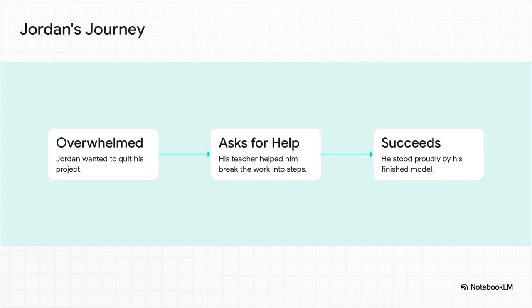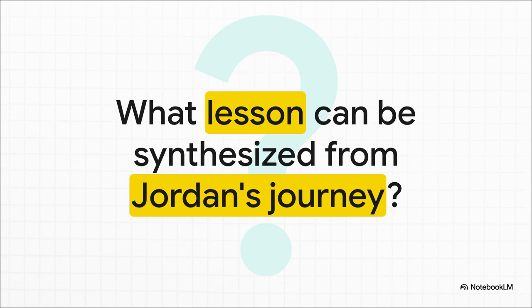Let's try another one. This is Jordan. He is totally overwhelmed by his science project. He's at the point where he's just ready to give up, but then he does something really important. He asks for help. And that one single action completely changes his path and leads him to success. So let's do it again. Let's connect the dots. We've got a problem, we've got an action, and we have a result.